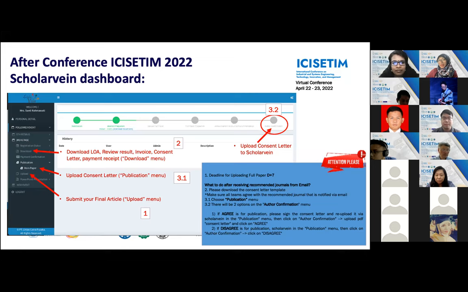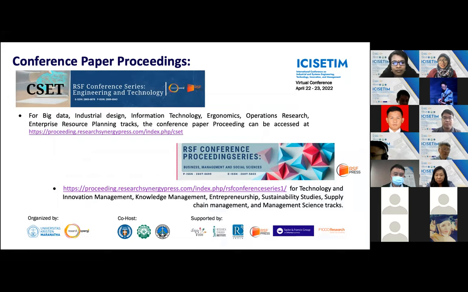And then for your existing conference paper that you already submitted and that already passed the review process, it is already published in the conference proceedings by Research Synergy Press, under these two proceeding series, for engineering and also management. So you can always refer to these links.